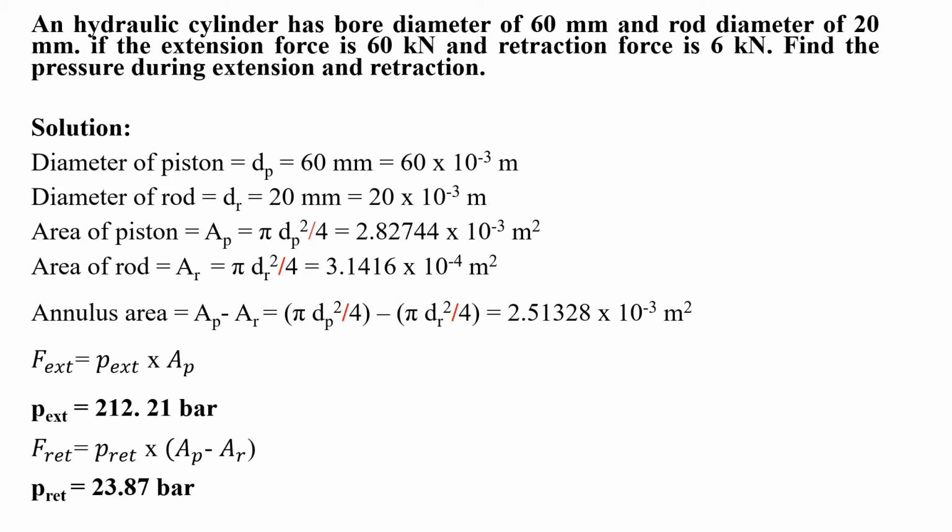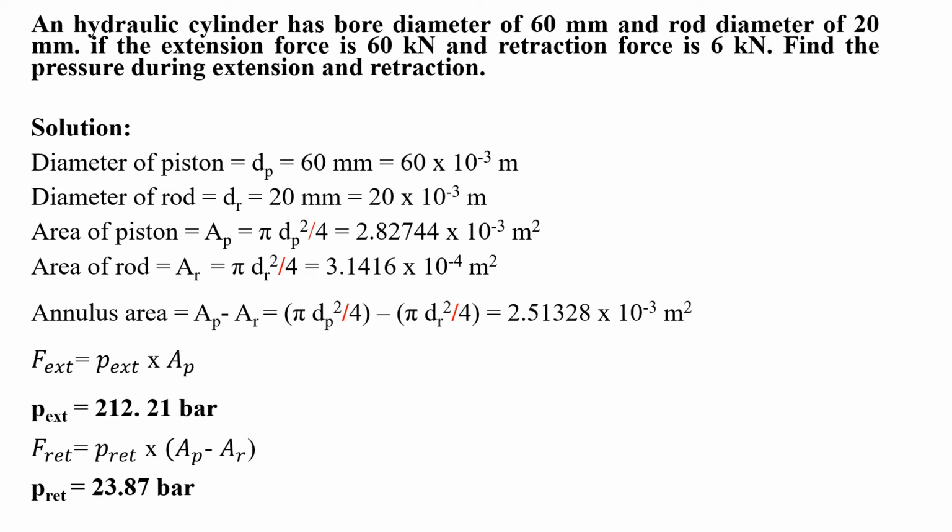Now using area of piston and area of rod, we will get annulus area. Annulus area equal to area of piston minus area of rod, AP minus AR, or pi dp square by 4 minus pi dr square by 4. Simplify this, we will get 2.51328 into 10 to the power of minus 3 meter square.